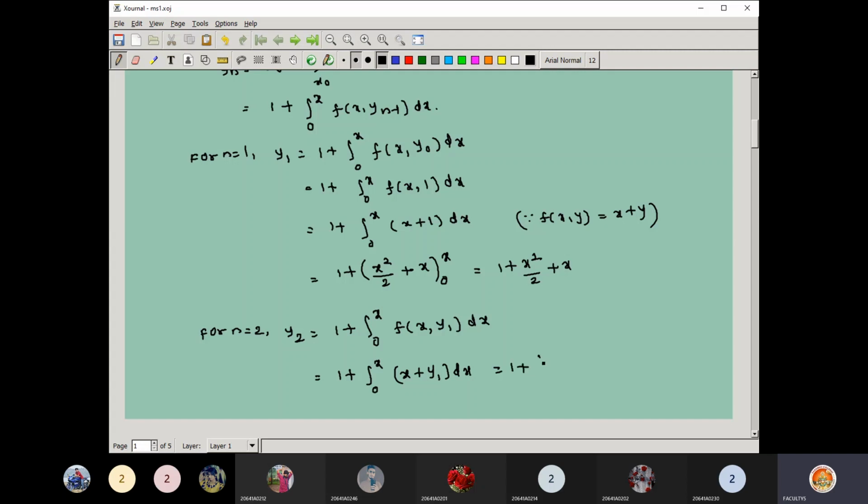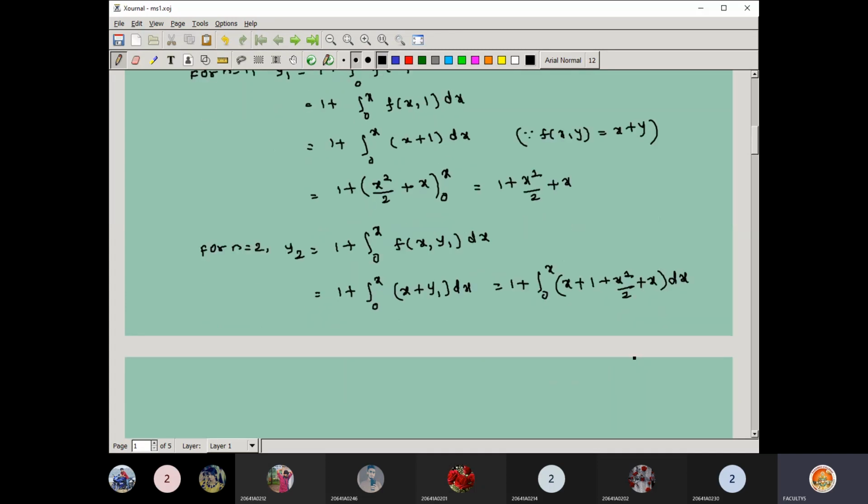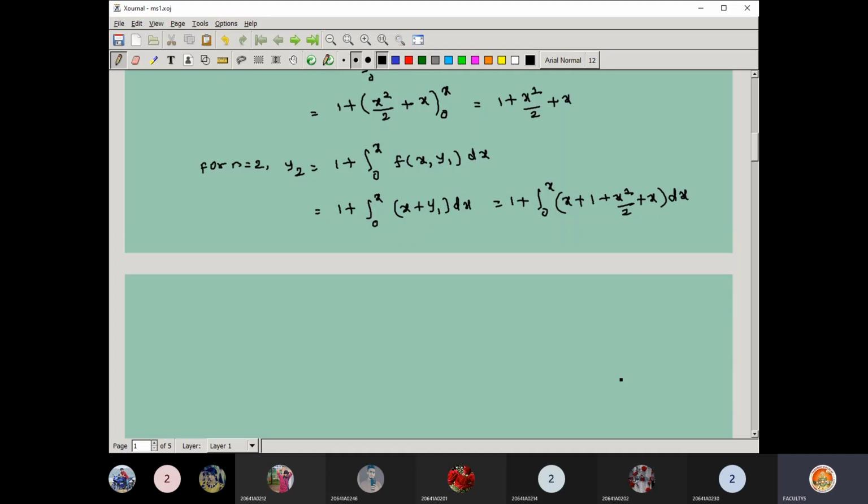So it is equal to 1 plus integral over 0 to x, plus, and what about this y1? This y1 we already calculated from the first approximate solution. That value is nothing but 1 plus x square by 2 plus x. So that y1 value you are substituting here in order to make the simplification. Now you do the first simplification, then you find out its integral value. So it is equal to 1 plus integral 0 to x. I can write here 1 plus, that is nothing but 2x plus x square by 2, and you are taking dx.